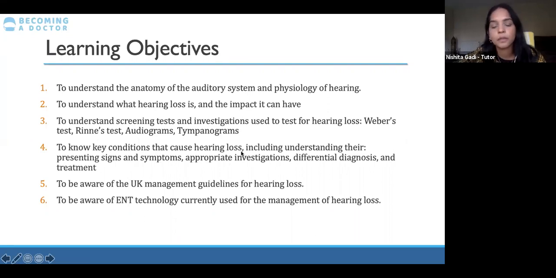There's quite a lot, but we'll cover a few of the key conditions that you need to know, and that will include going through their presenting signs and symptoms, appropriate investigations, differential diagnosis, and treatment too. And also to be aware of the UK management guidelines for hearing loss, and to roughly be aware of the ENT technology that we can use for the management of hearing loss as well.